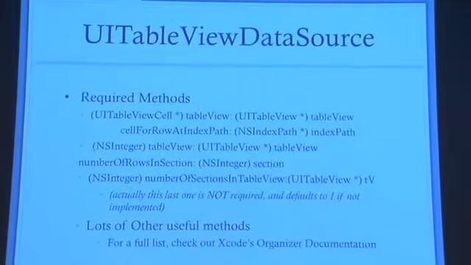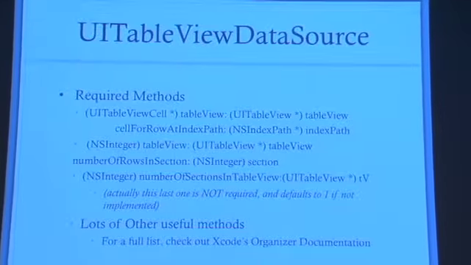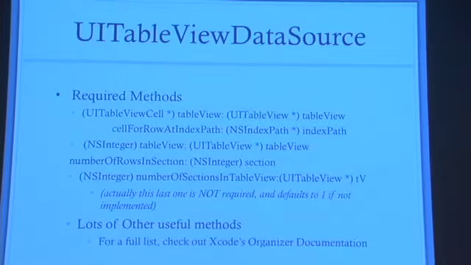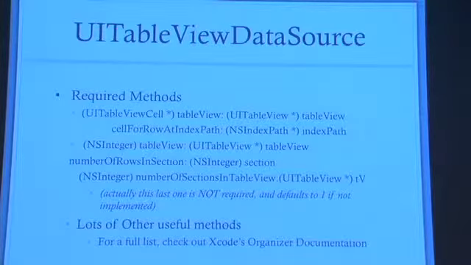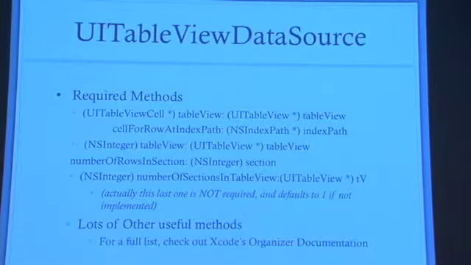So the required methods in the UITableViewDataSource are these. There's one called tableView:cellForRowAtIndexPath:, and this is a method that you need to implement, that the UITableViewDelegate needs to implement, to let the table view know what kind of cell it should be showing at each specific row.